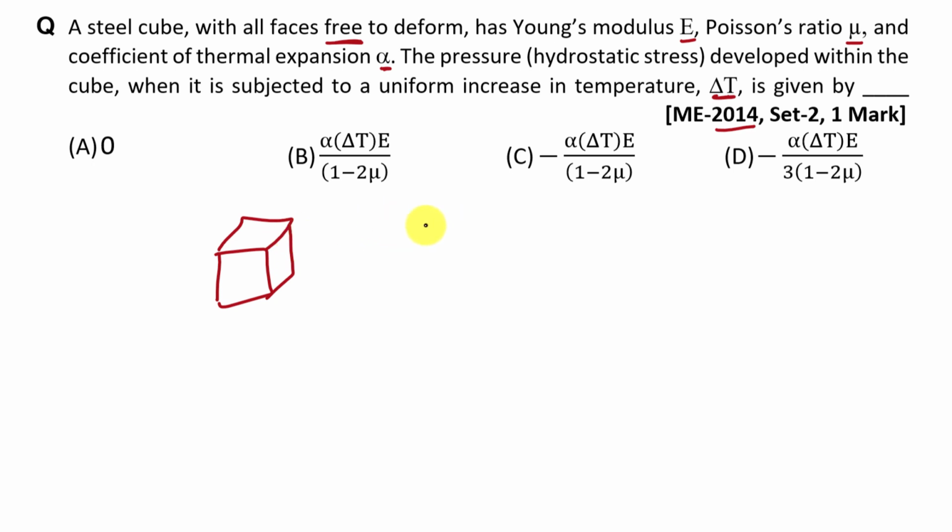So here we can say that this case is the case of free expansion, right? Because there is no restriction to change in dimension of this cube, and we know that in the case of free expansion the value of stress is 0. Means here the value of pressure developed within the cube, or we can say hydrostatic stress developed within the cube, will be 0. So in this case the answer will be option A, 0. Fine. So it is very easy and it is for 1 mark.